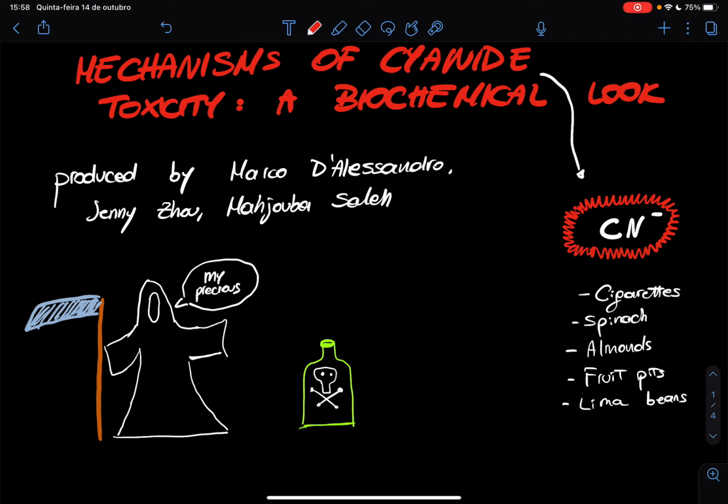Cyanide is a toxic compound found mainly in foods, but sometimes also in water. It's also found in cigarette smoke. It's most toxic when it's inhaled as a gas, and that's what we are going to concentrate on today. Now, in order to understand how cyanide acts on our body, we need to ask for some help.